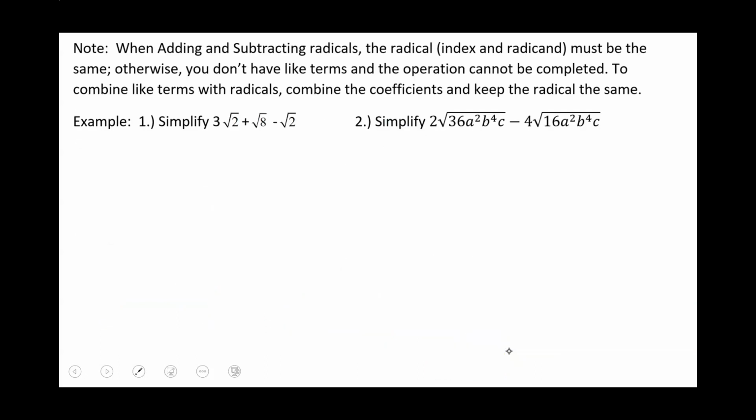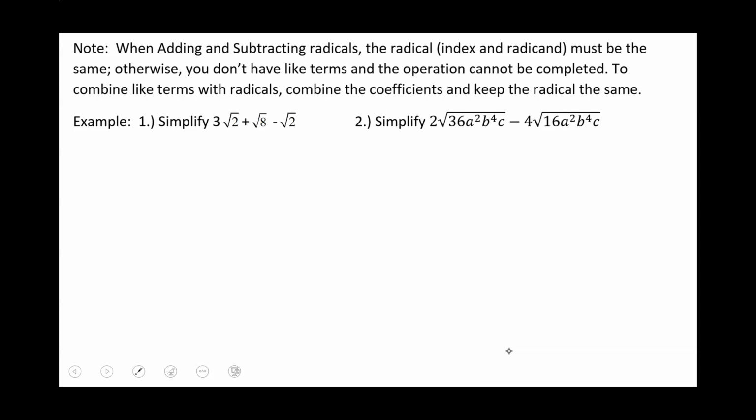All right, so remember we talked about combining like terms. And we said that when you were combining like terms, you had to have the same variable to the same exponent. Very similar with radicals. You can combine radicals if they have the same index and the same radicand. When we combine like terms, we just combine the coefficients. So we're going to do the same thing here. We're just going to combine the coefficients, and we're going to leave the radical the same.